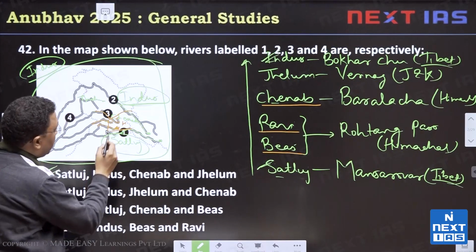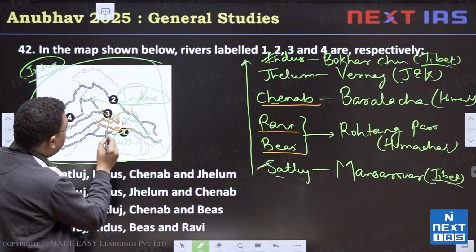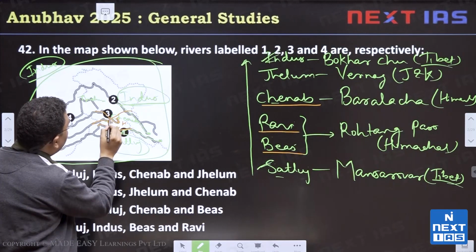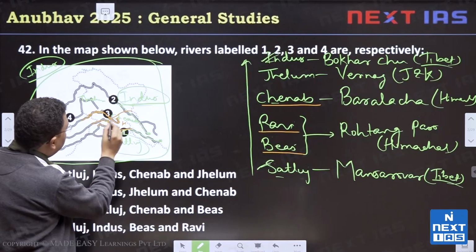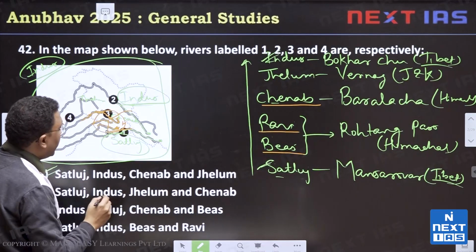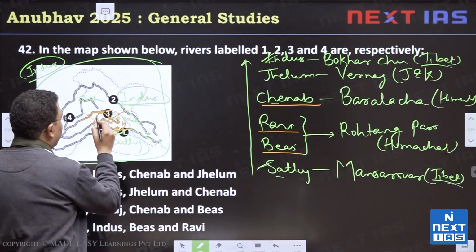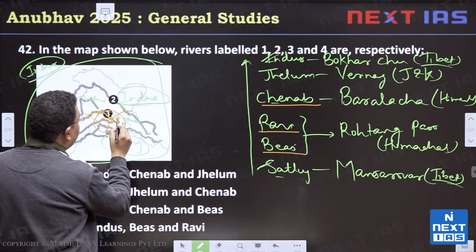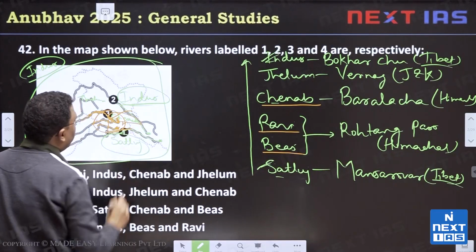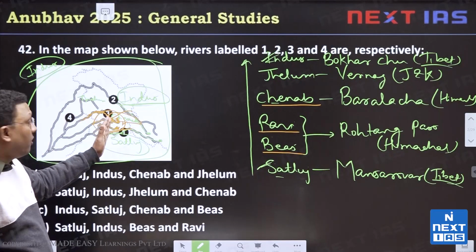And a simple comparison among these three will say that this river, level 3, is larger among these three rivers, right? And we know that Chenab is the largest tributary of Indus. So this river that is level 3 here has to be Chenab, right? So we identified the third river also.